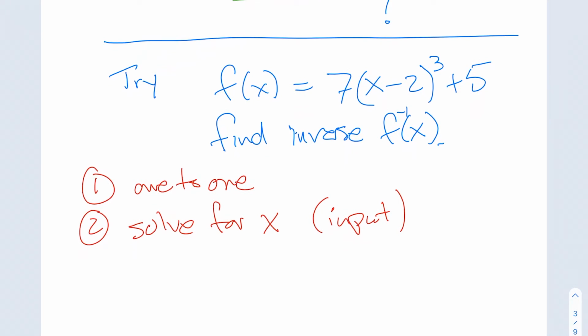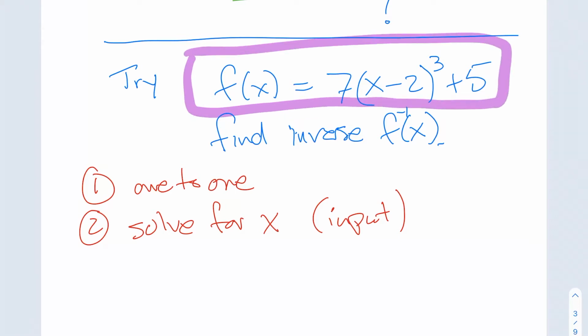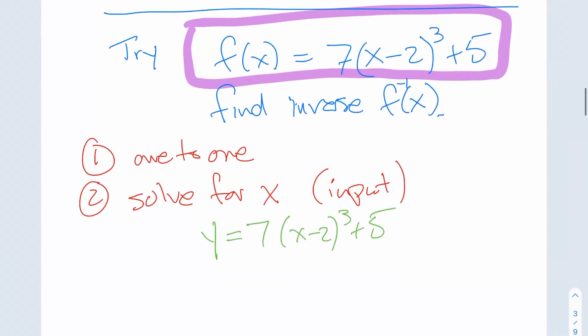But let's do one where it is just normal x's that you're used to. Let's say we have this function here: f of x equals 7 times (x minus 2) cubed plus 5. We want to find the reversing function, the inverse function. First thing they check is that it's one-to-one, and we've talked about that a little bit. Cubed functions turn out to be one-to-one. But let's solve for x. So we have y equals 7(x minus 2) cubed plus 5.